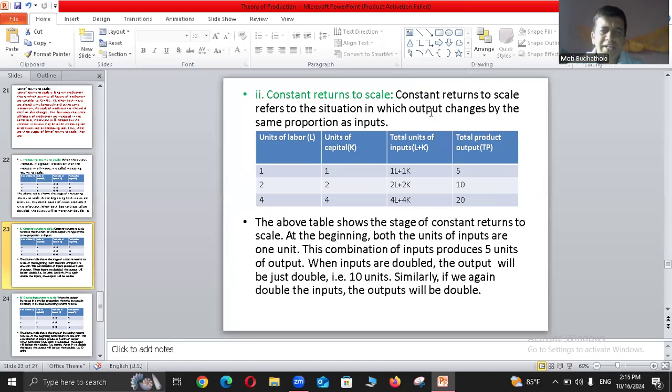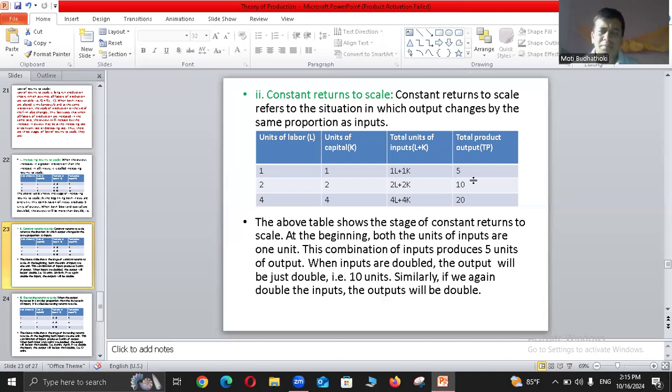In the beginning, here is 1 unit of labor and 1 unit of capital, and it results in 5 units of output. If we double the units of labor and units of capital, it gives double the product, that is 10 units. And if we again double the inputs from 2 units of labor to 4 units of labor, and 2 units of capital to 4 units of capital, that is 4L plus 4K, in that time we get 20 units of product. In the same ratio, if we double the inputs, we get double the outputs.